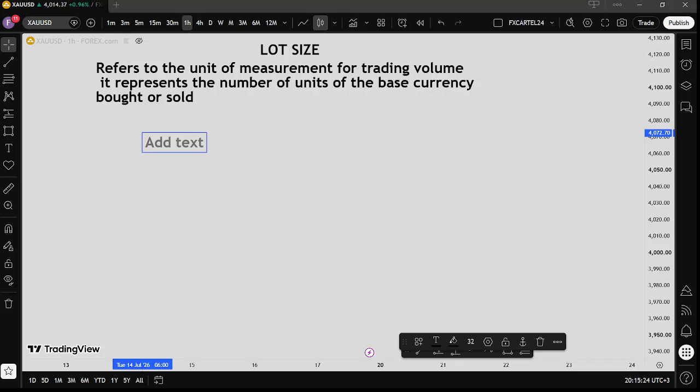So I repeat, we are going to look at lot sizing. A lot size refers to the unit of measurement for trading volume. It represents the number of units of the base currency bought or sold. I said we are going to look at types.